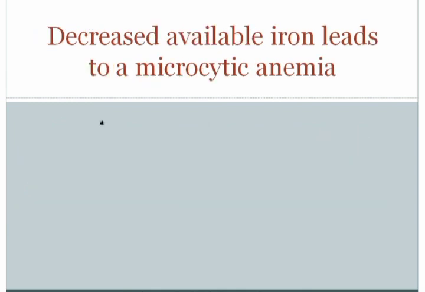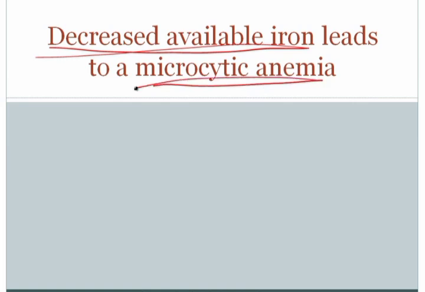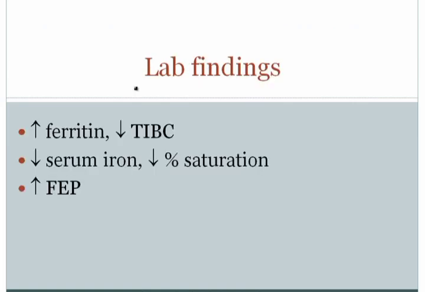Now here I remind you that there's a decreased availability of iron. So same story as I've mentioned before. Decreased iron, decreased heme. Decreased heme, decreased hemoglobin. Decreased hemoglobin is going to result in a microcytic anemia. Now what are the lab findings going to be? Well, the lab findings are going to be based on our understanding of what is driving this disease process.